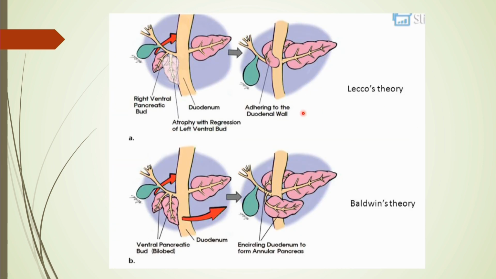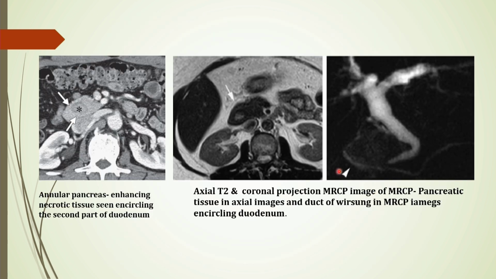There are two different theories describing the development of annular pancreas, Lecco's theory and Baldwin's theory. Here we can see enhancing pancreatic tissue encircling the second part of the duodenum, the hypointense pancreatic tissue encircling the duodenal lumen, and the duct of the annular pancreas draining into the MPD.